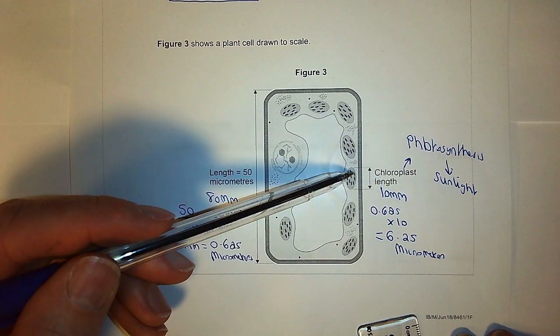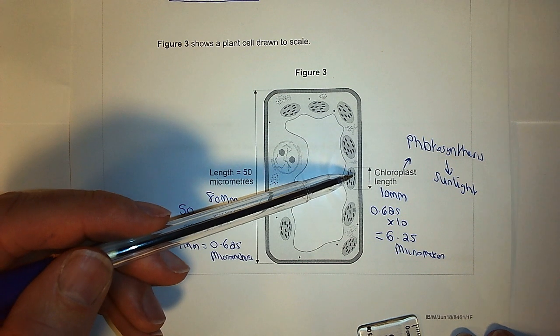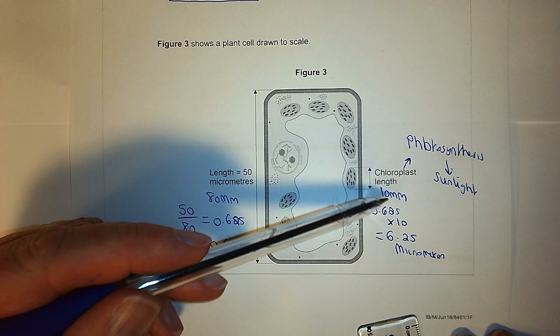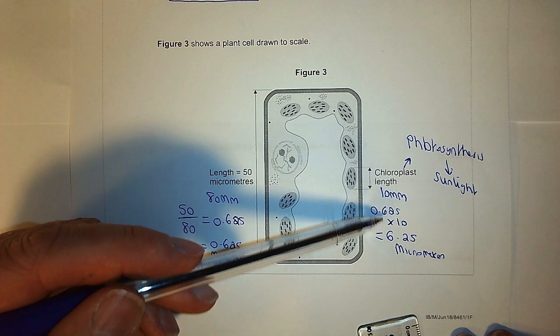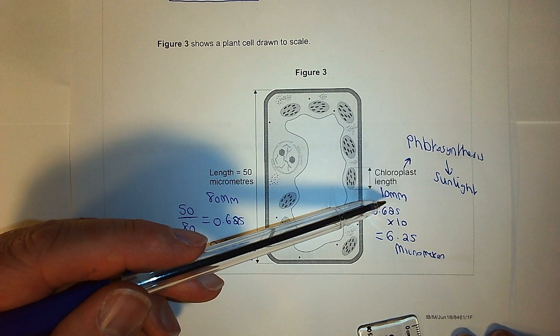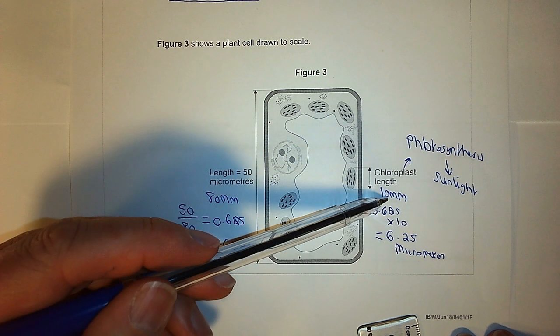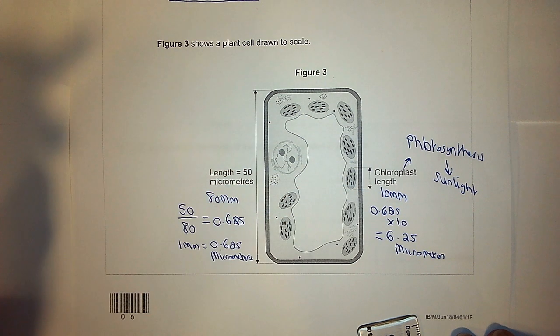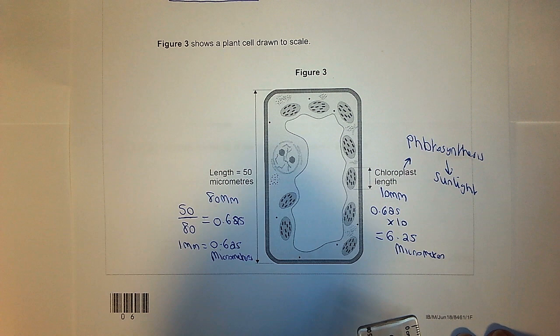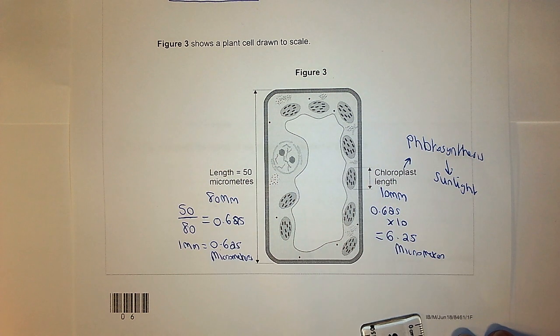We then measure the length of the actual chloroplast that we want to know the length of. That's 10 millimeters, so we just multiply our answer by 10 because we know what 1 millimeter is, and we now want to know what length 10 millimeters is in micrometers, which is 6.25 micrometers.